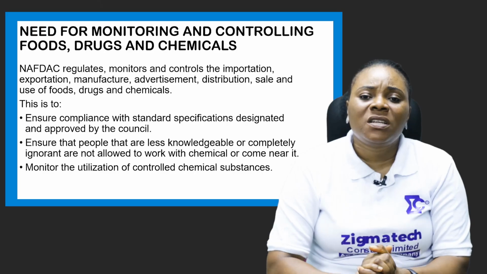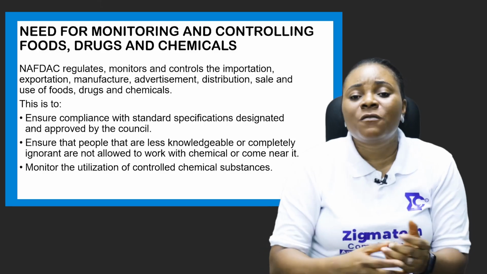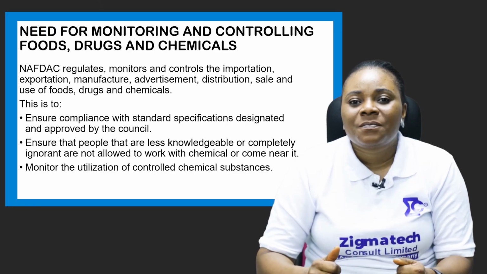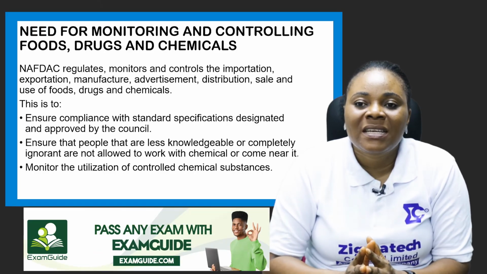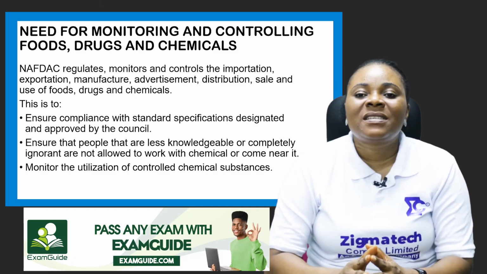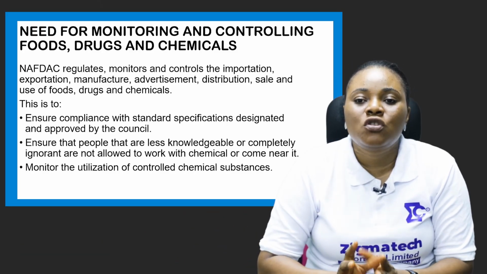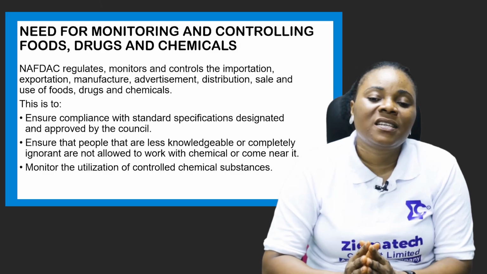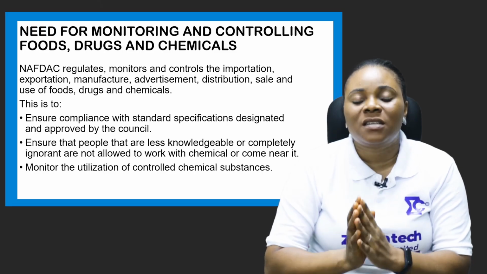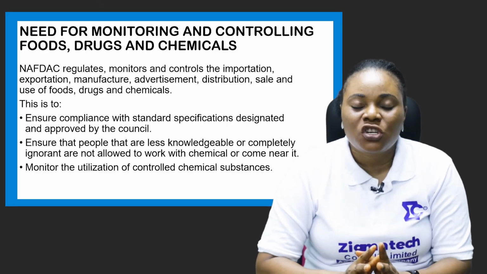Now let's look at the need for monitoring and controlling food, drugs, and chemicals. Remember I said that most of the food we eat, the drugs we take, and other mild chemicals we use on our bodies, they contain chemicals in them. And there is an agency that has been set up by the government to regulate, to monitor, and to control the use of these drugs. And that agency is NAFDAC, National Agency for Food and Drugs Administration and Control.